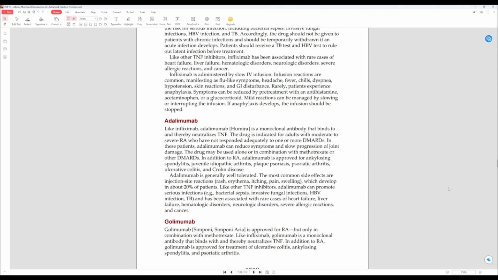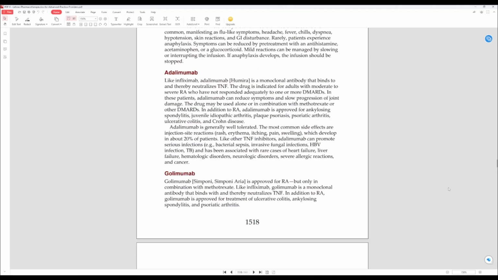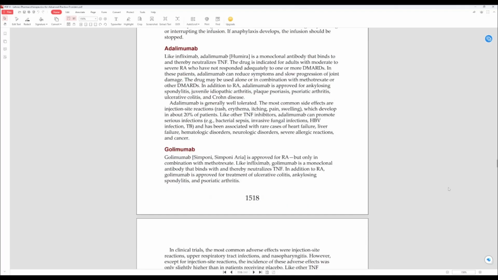Which brings us to adalimumab, also known as Humira, which is a monoclonal antibody that binds to and thereby neutralizes TNF. The drug is indicated for adults with moderate to severe RA who have not responded adequately to one or more DMARDs. In these patients, Humira can reduce symptoms and slow progression of joint damage. The drug can be used alone or in combination with methotrexate or other DMARDs.